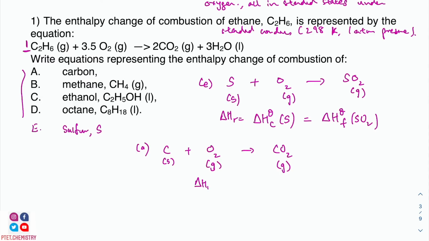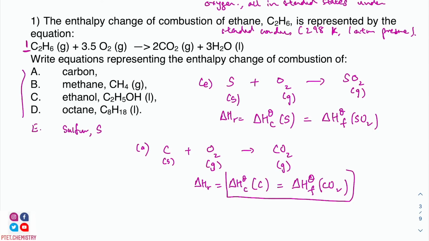So I can say that the enthalpy of reaction is actually equal to the enthalpy of combustion. The enthalpy change of the reaction is equal to the enthalpy of combustion of carbon, because I'm burning 1 mole of the substance in excess oxygen. But I hope you can also see that that is equal to the enthalpy of formation of CO2. Why is that? Because I'm forming 1 mole of the substance from its elements, all of them in standard states under standard conditions. This is one of the first very important identities that you need to remember, okay?